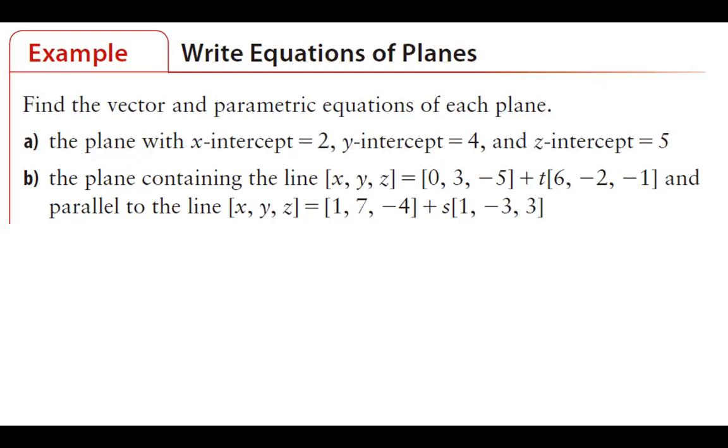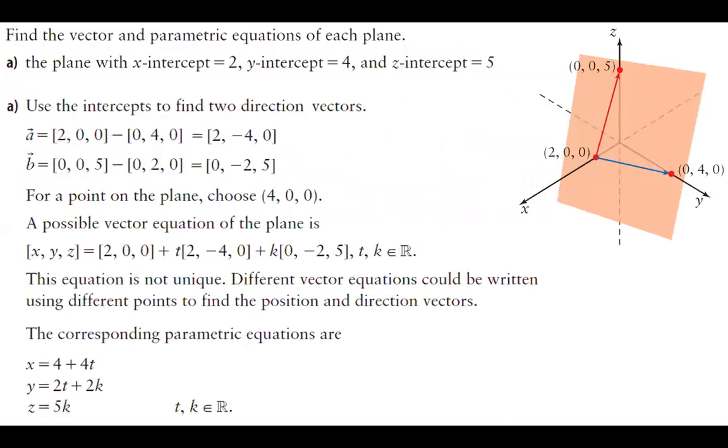Okay, now let's consider the first question together. If you know the 3 intercepts, then you can find 2 direction vectors, right? You can simply use the difference between any 2 points. So for example, one of the direction vectors is A, which is (2, 0, 0) minus (0, 4, 0), which gives us (2, -4, 0).